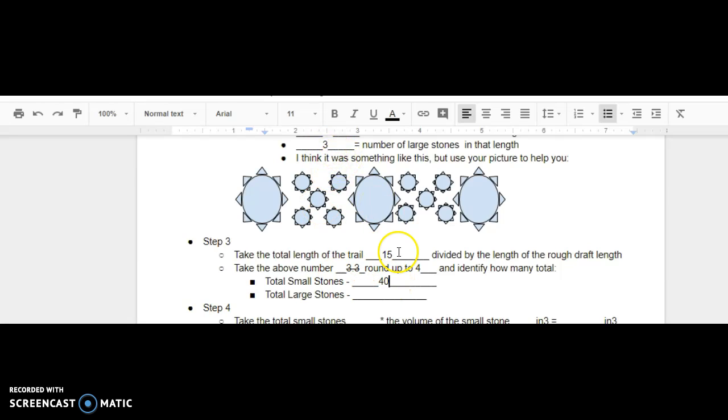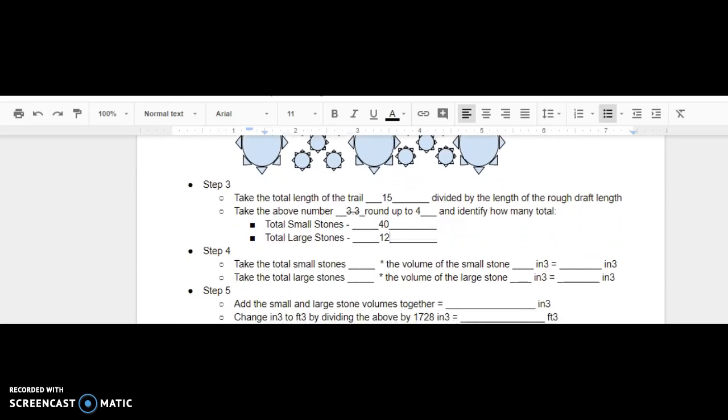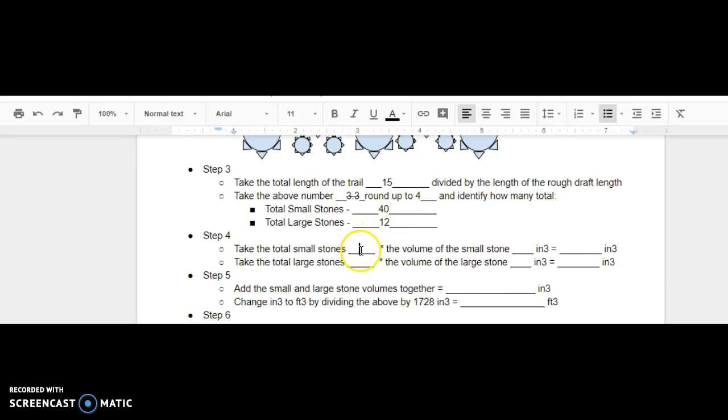3 times 4 would give us 12 big ones. So that's how many total stones we have. We need to make that many. As we go through here, take the total number of small stones, which was 40, and the total number of large stones, which was 12, times the volume of the small stone.